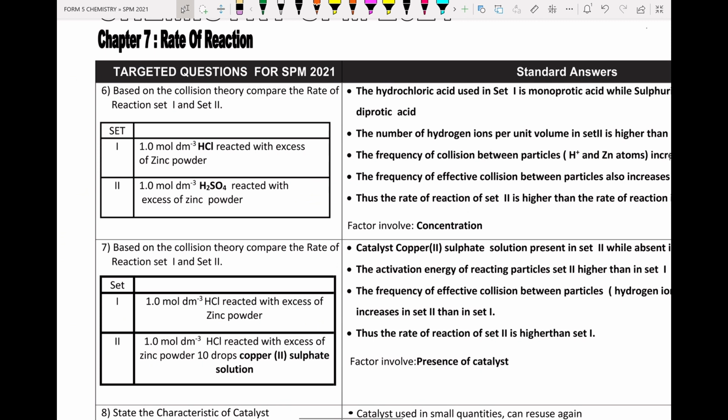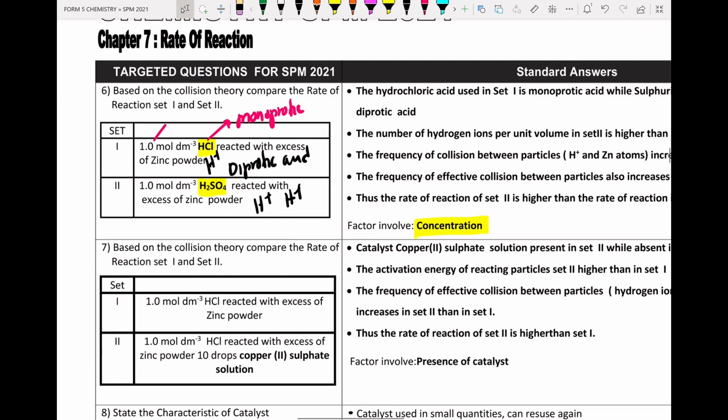Okay, we need to compare the two sets of reaction. First one here, hydrochloric acid is known as monoprotic acid, and the concentration given is 1.0. Then the second one is sulfuric acid, known as diprotic acid. So here we have 1 mole of hydrogen ion, here we have 2 mole of hydrogen ion. Therefore the number of hydrogen ions per unit volume is higher. The factor involved in these two sets is concentration.